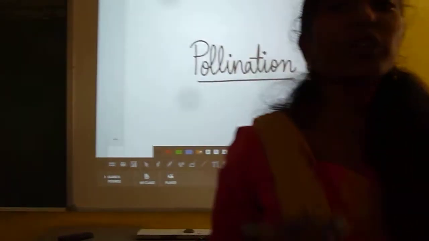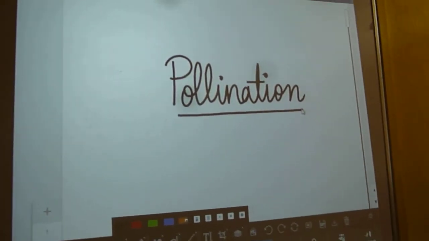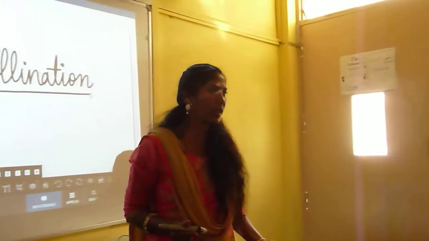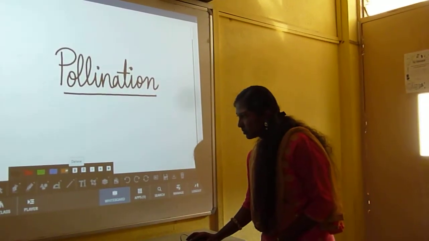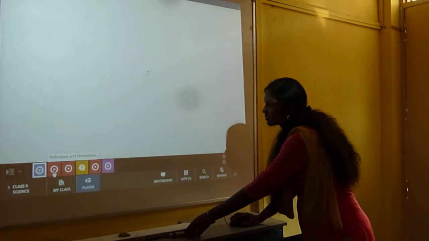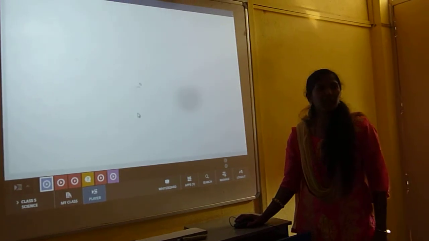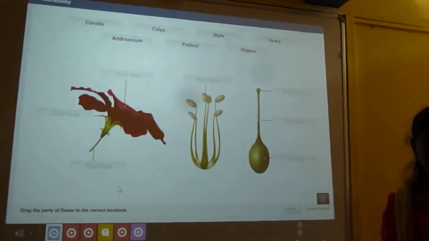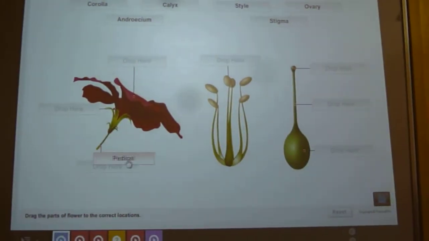Okay, so before we define what is pollination, let's see about the parts of the flowers which we discussed in the last class. So, shall we have a quick recap of the parts of the flowers? Yes, ma'am. Now here you have to choose the blanks and fill in these answers. Which part is this? Pedicel. Very good. It's a pedicel.